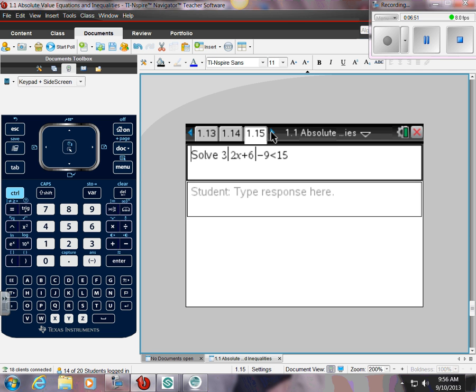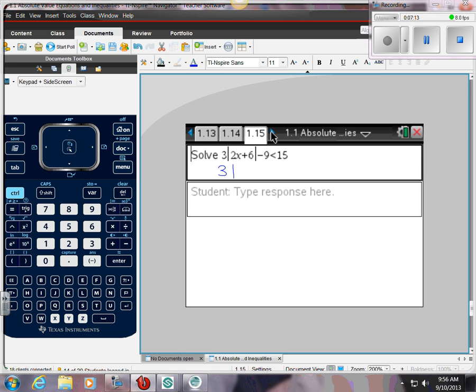When I'm solving these absolute value inequalities, I'm using order of operations backwards. So what am I going to move first? Careful, that negative 9. Order of operations backwards, SADMAP. Subtraction goes first. How am I going to move that 9 over? Add it over. Good. Which gives me 3 times the absolute value of 2x plus 6 is less than 24. Are we okay with that?